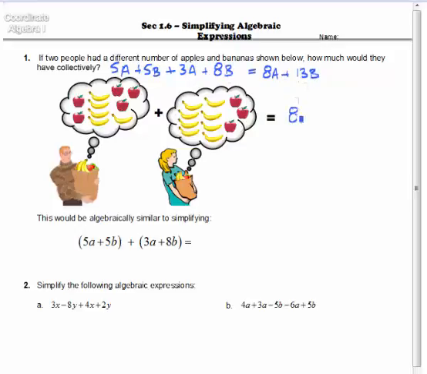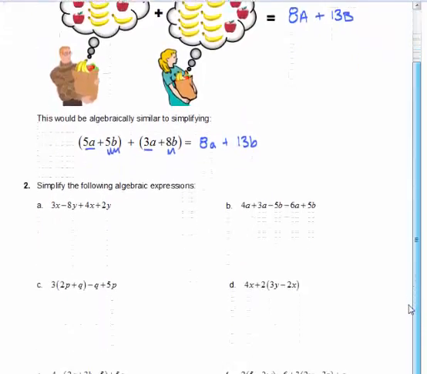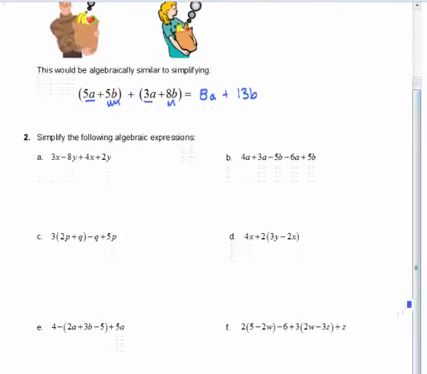So that's really all there is to doing this, is you're just having also to include signs in it. But for example, it even says down here that would be equivalent to 5 apples plus 5 bananas plus 3 apples plus 8 bananas. And just like we had, 5a plus 3a is 8a. And 5b plus 8b, if you add those together, that would be like 13 bananas. So mathematically, this is equivalent to when we're using algebraic expressions.